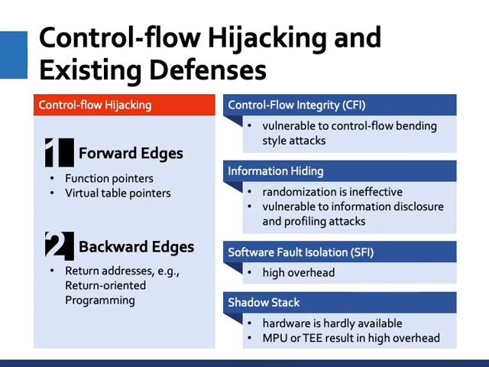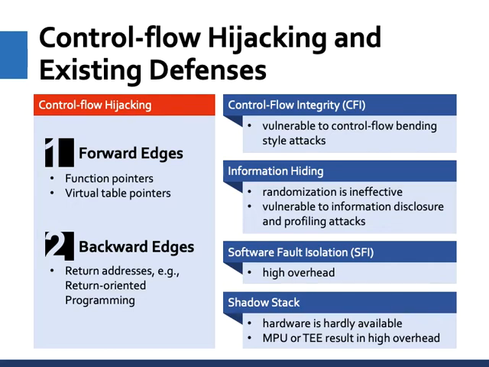Second, information hiding. This method is kind of ineffective because the memory size of MCUs is too small, which means the randomization makes little difference. The third one is software fault isolation, SFI. SFI is like a sandbox. Obviously, this method results in high overhead.